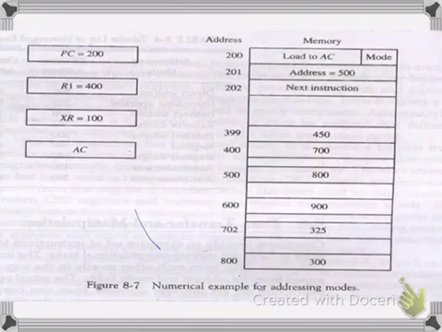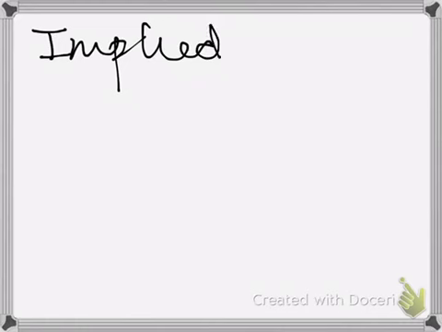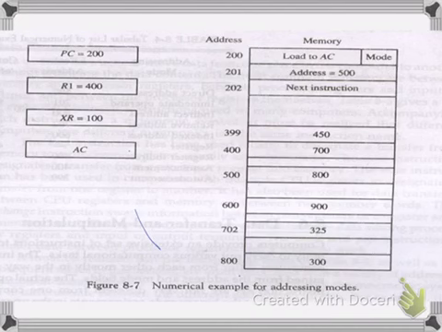Okay, so with the help of this example, we are going to find out the effective addresses for the different addressing modes that we have. So we'll start off with implied. Now, naturally, in implied, there is no question of finding an effective address because there is no effective address. The address of the operand is implicit, or it is already implied in the instruction itself.